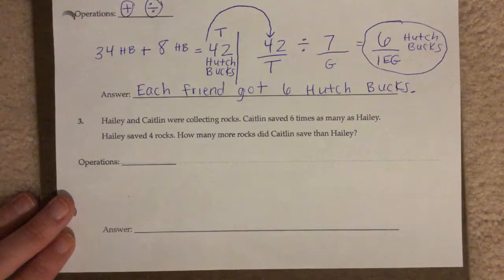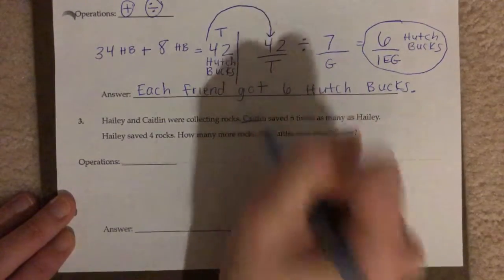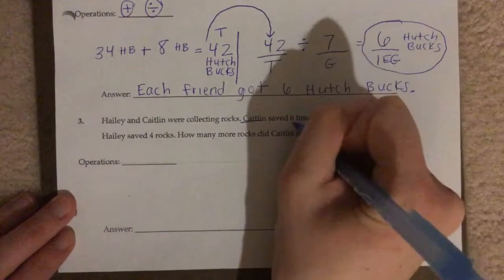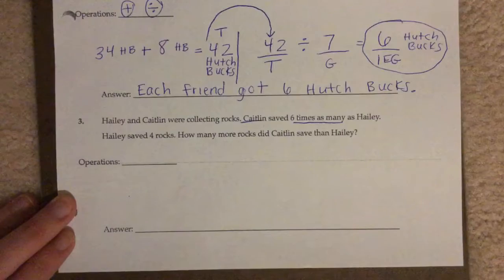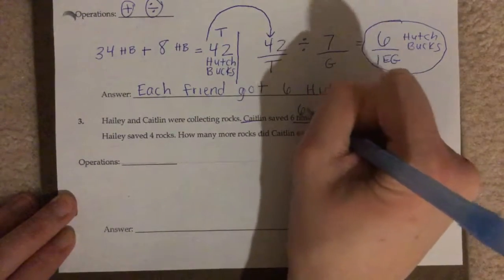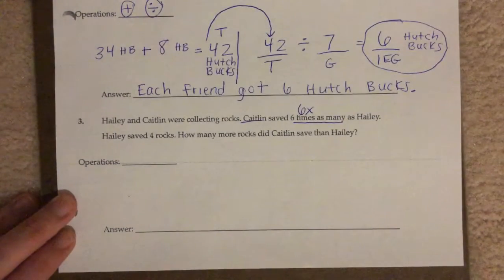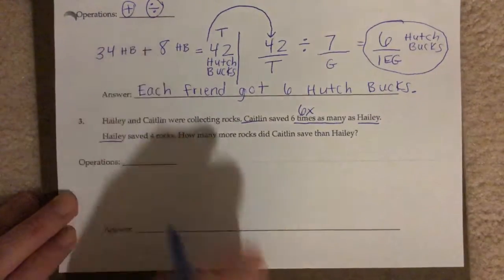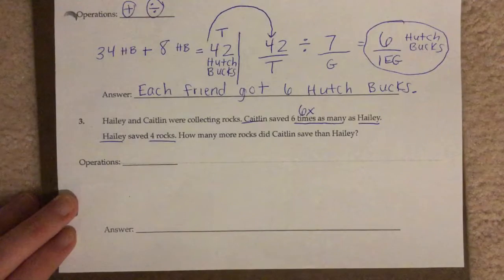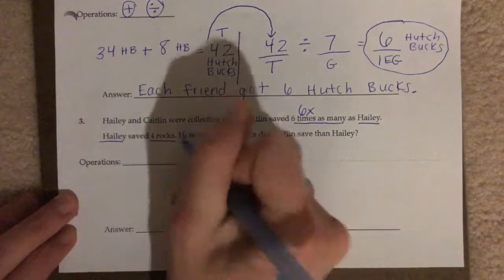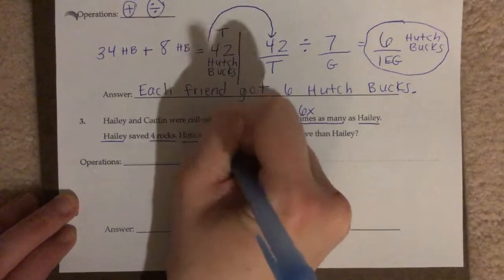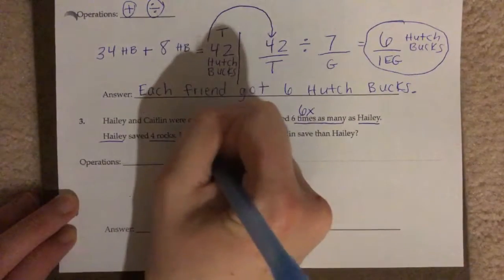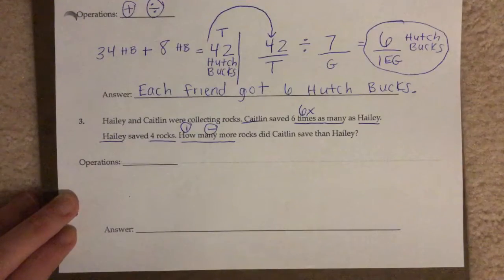Last problem, number 3. Haley and Caitlin were collecting rocks. Caitlin saved 6 times as many as Haley. As soon as I see times as many, I'm going to put a 6x above there. I know I'm going to need to multiply. Then it says Haley saved 4 rocks. How many more rocks did Caitlin save than Haley? I know how many more is a hint word for subtract. This is also my question, so I'm going to put a number 1 here.